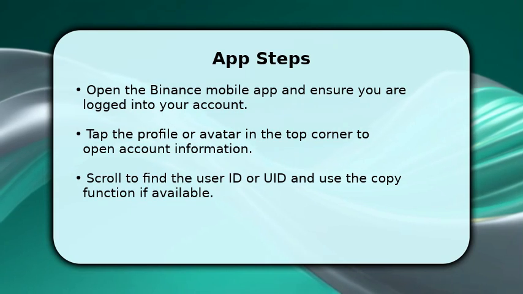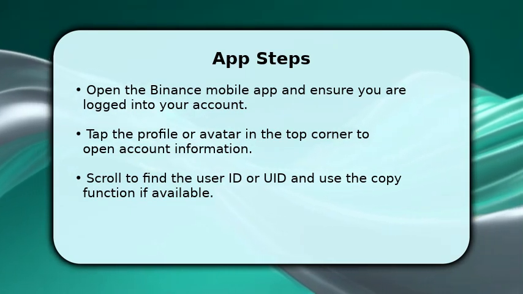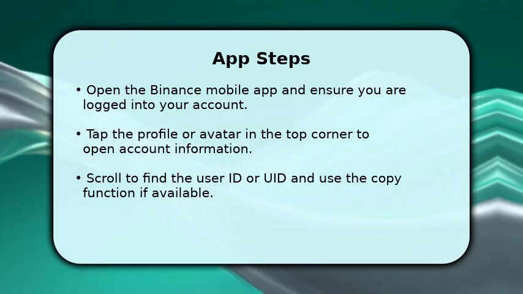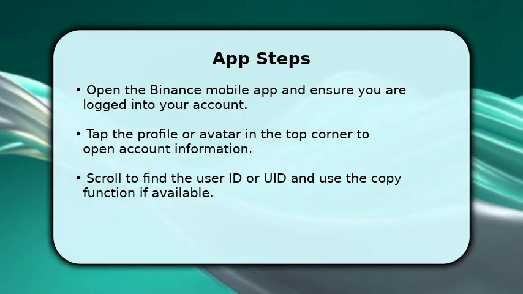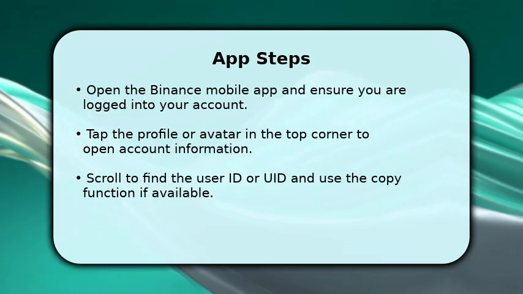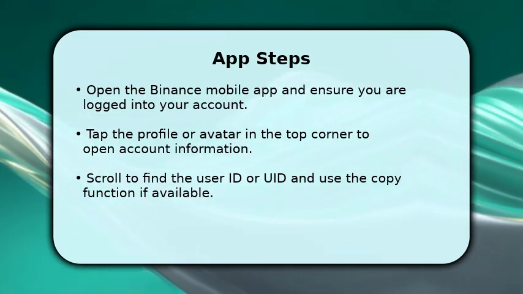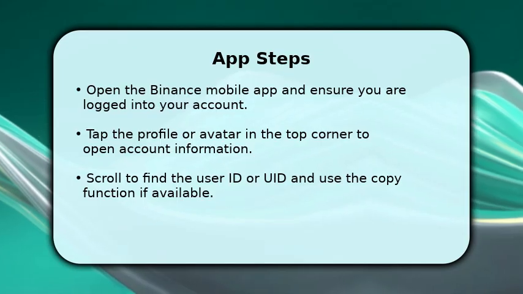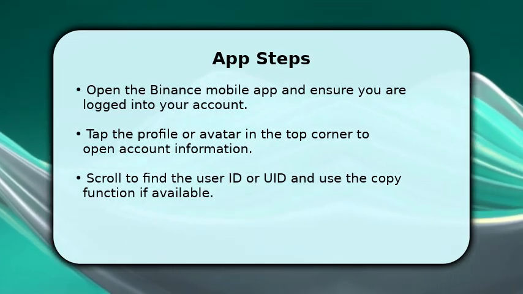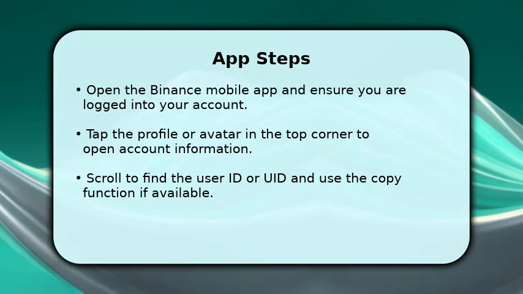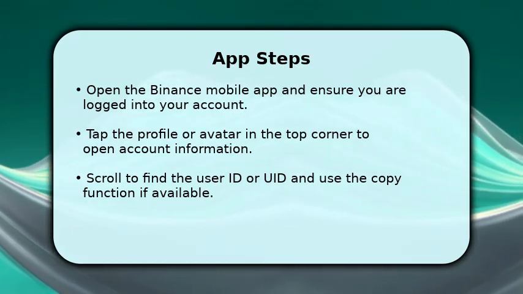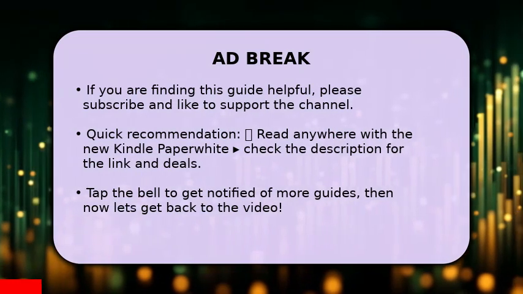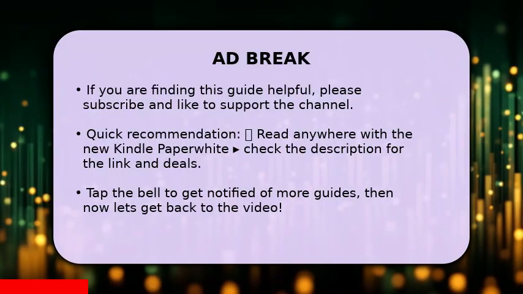To find your user ID in the Binance app, first open the app and confirm you are logged in. Next, tap the profile or avatar icon in the top corner to open account information. Scroll through the page until you find the user ID or UID label, which often sits near your email and verification status. Use the copy function if it appears, or tap and hold to select the number for pasting elsewhere when needed.